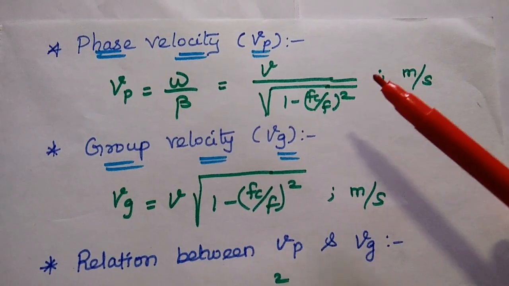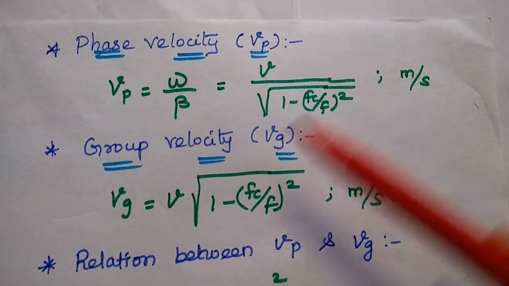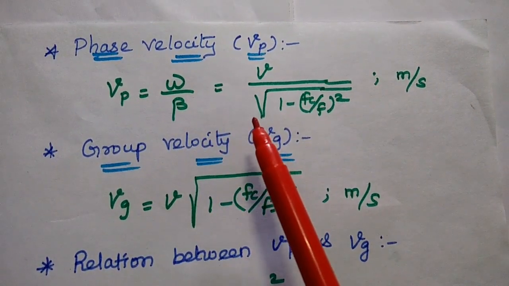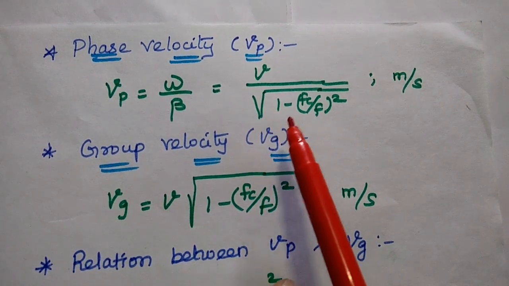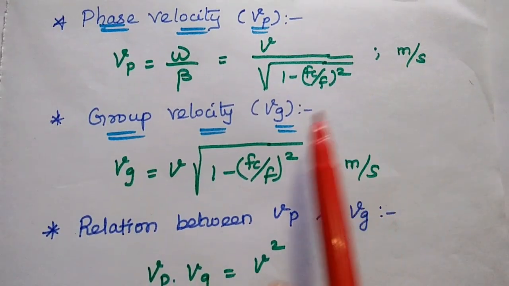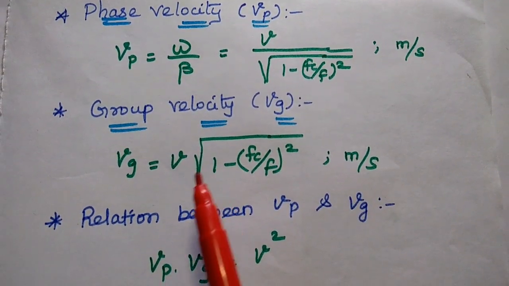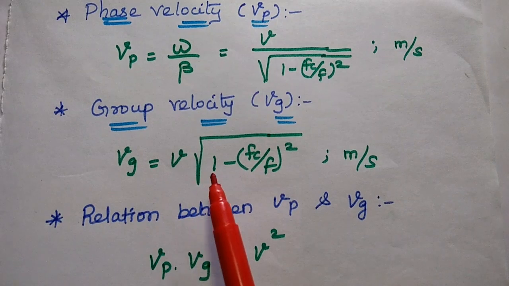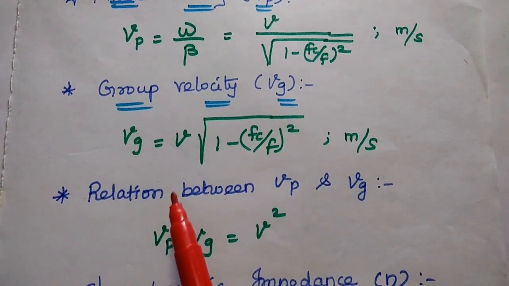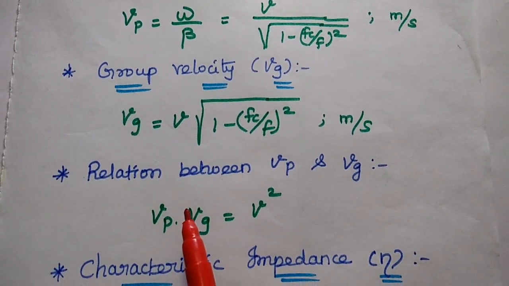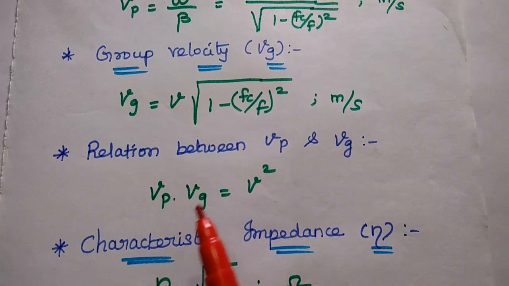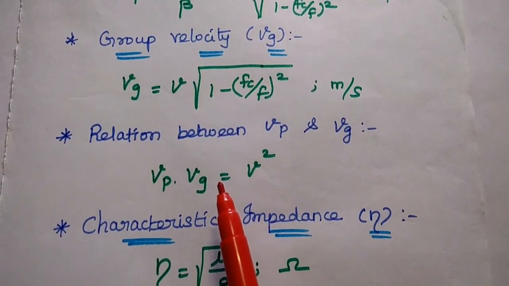The next parameter is phase velocity. The phase velocity is equal to omega by beta, that is equal to v by square root of 1 minus (fc by f) the whole squared. The unit is meter per second. For group velocity, the formula is v into square root of 1 minus (fc by f) the whole square. The relation between the phase velocity and group velocity is given as v squared equal to the phase velocity multiplied with the group velocity.